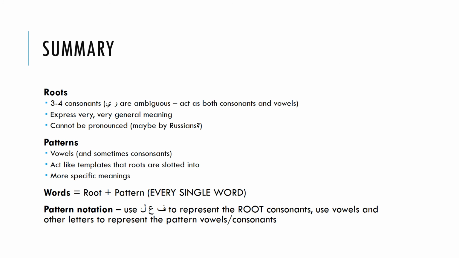So in summary, roots, al-jadr. These are 3 to 4 consonants. Notice that ya and waw are ambiguous. They can act as both consonants and vowels. And that's going to be one of the tricky things that's always going to be with us in Arabic, that there's this ambiguity. Roots express very, very general meaning.